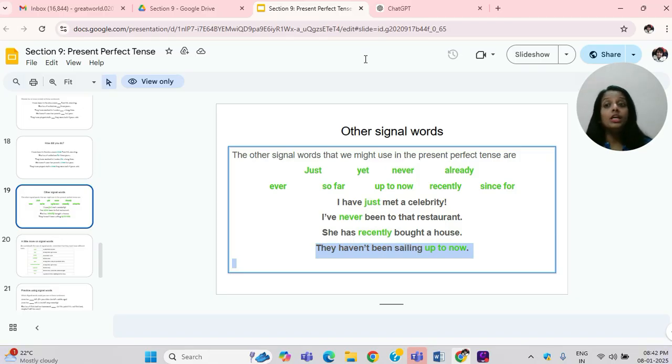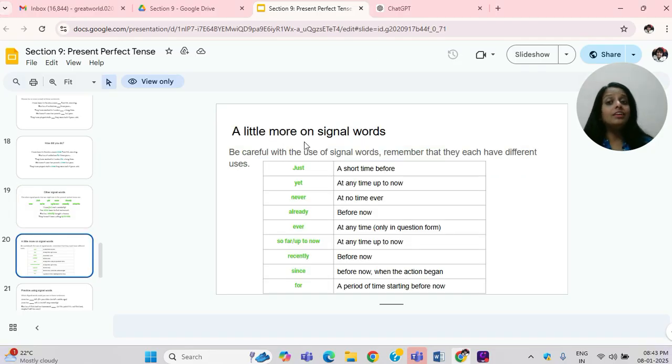So, next time, if you're deciding between these two tenses, remember this. Use present perfect when there is a connection to now. Use past simple for completed actions that are purely in the past. Let's see a little more of signal words. You need to be very careful with the use of signal words because each has different uses.